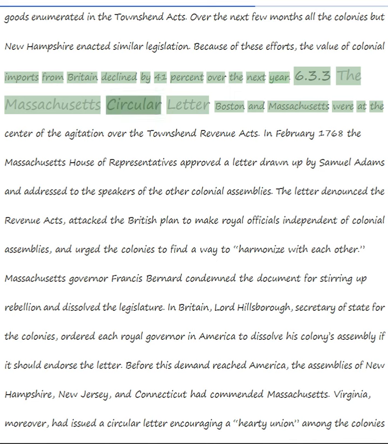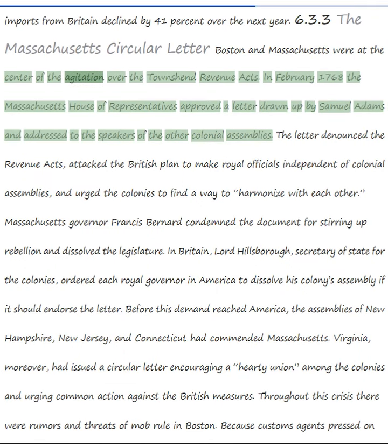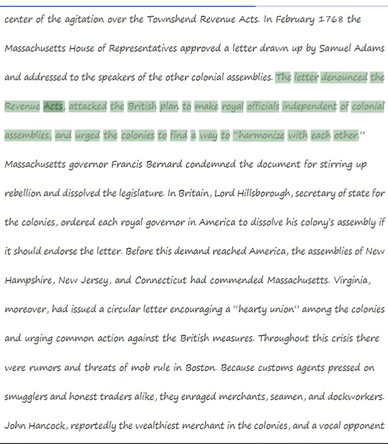6.3.3 The Massachusetts Circular Letter. Boston and Massachusetts were at the center of the agitation over the Townshend Revenue Acts. In February 1768 the Massachusetts House of Representatives approved a letter drawn up by Samuel Adams and addressed to the speakers of the other colonial assemblies. The letter denounced the Revenue Acts, attacked the British plan to make royal officials independent of colonial assemblies, and urged the colonies to find a way to harmonize with each other.